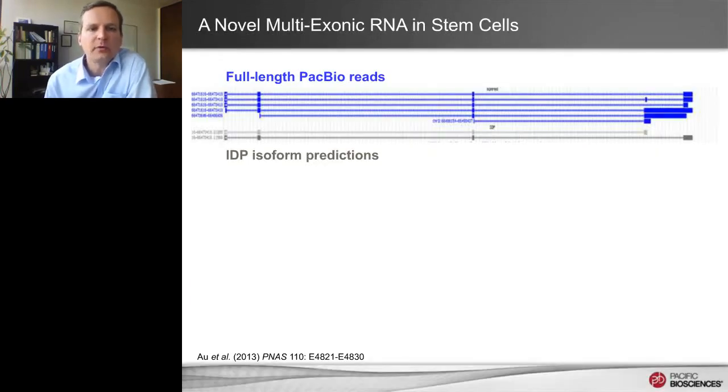This is an example of a novel multi-exonic RNA in stem cells. Here you have the full-length PacBio reads that, in conjunction with their isoform detection pipeline, gives rise to two very confident isoforms.